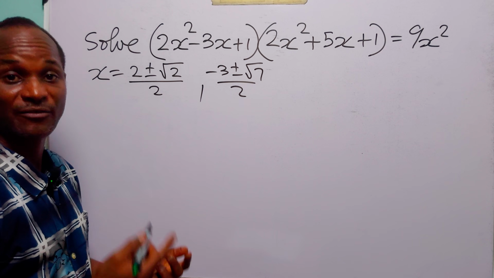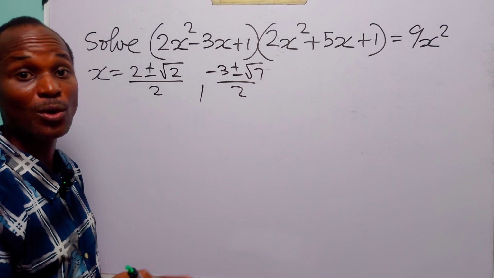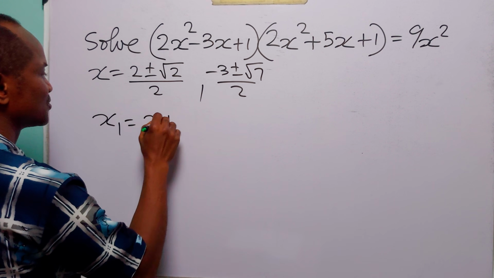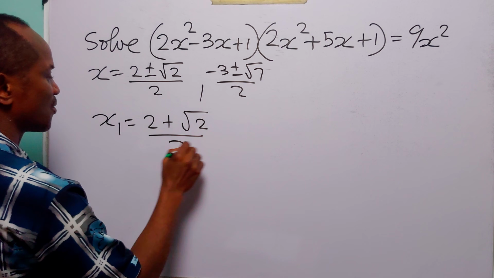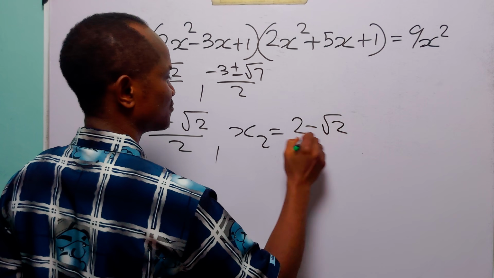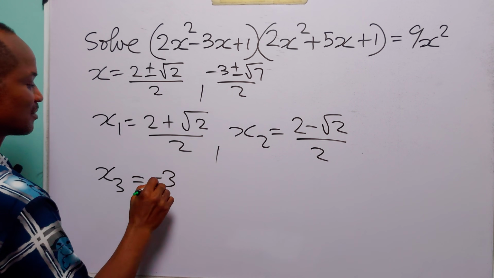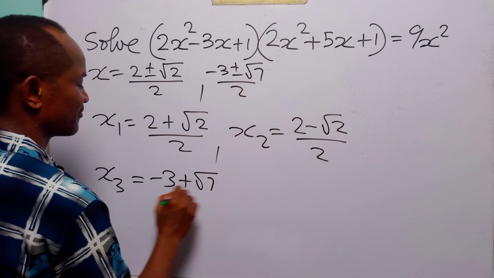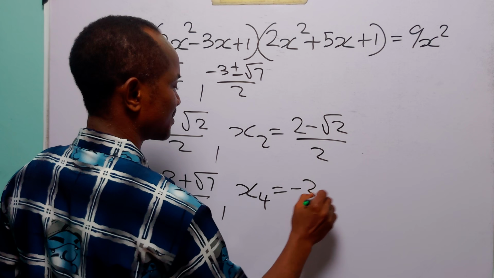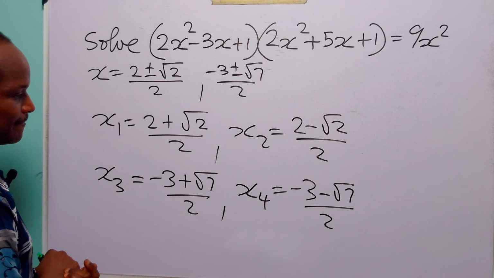And finally, we have all the 4 values of x that satisfy this equation without solving a quadratic equation. We have that x is equal to 2 plus root 2 over 2, x is equal to 2 minus root 2 over 2, x is equal to minus 3 plus root 7 over 2, and finally, x is equal to minus 3 minus root 7 over 2.